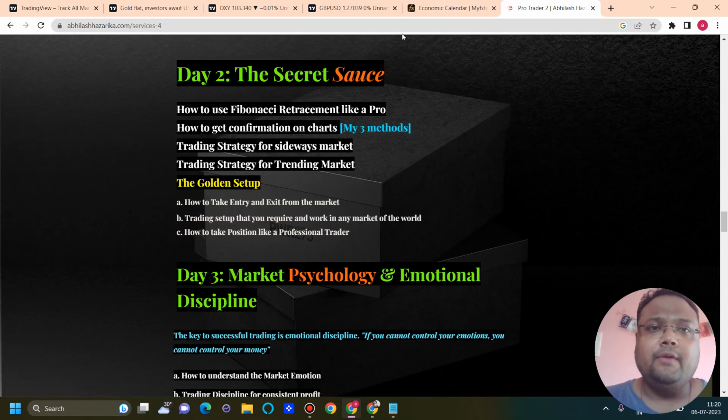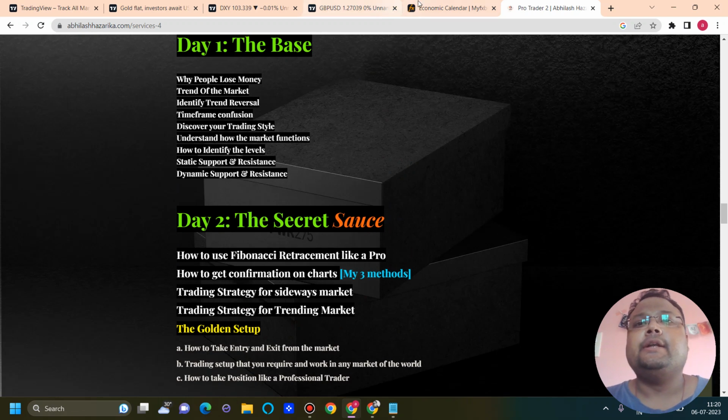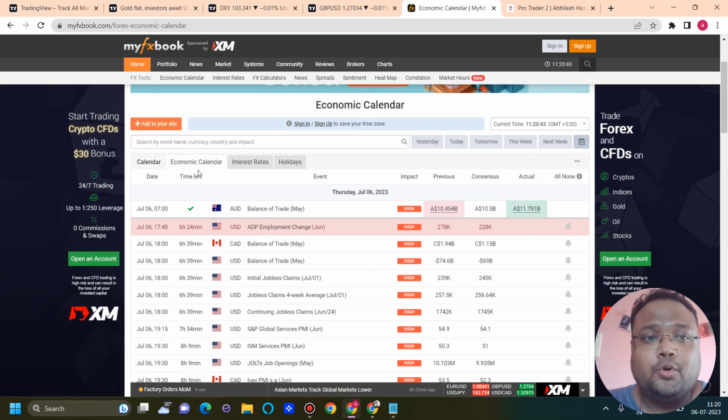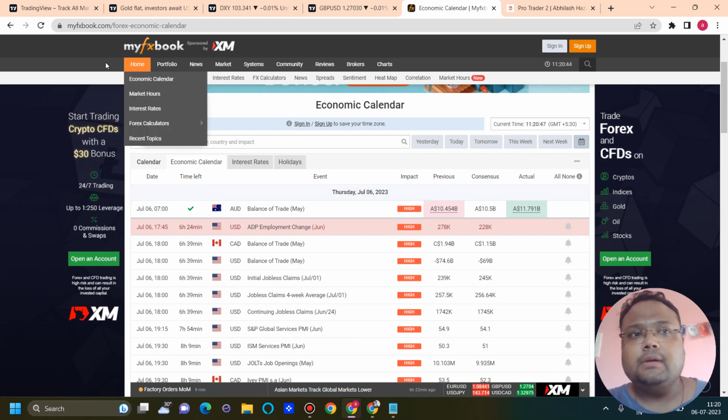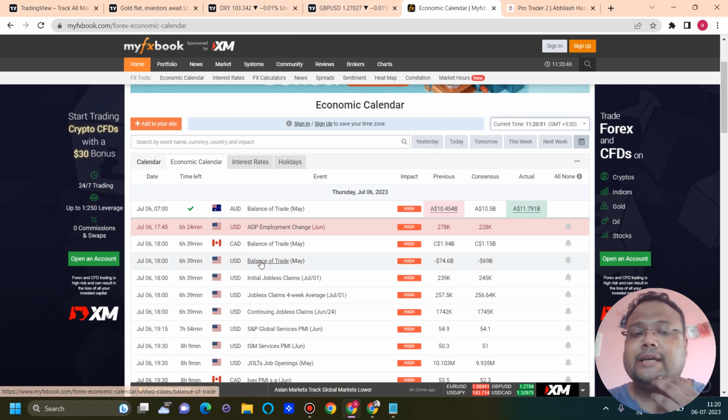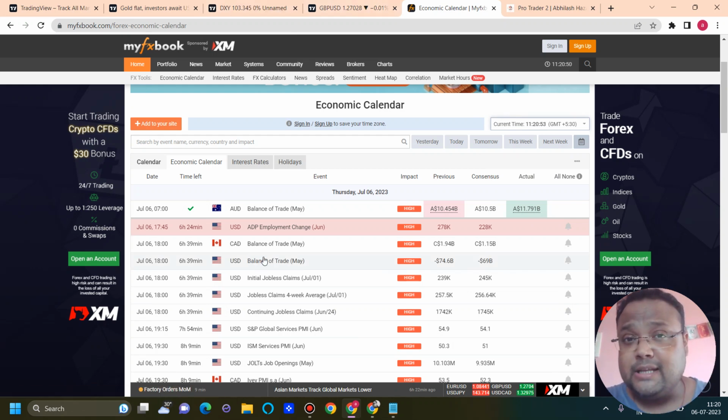And if you really want to check out the timing of the news, then simply go to any economic calendar. I'm using MyFXBook. You can also go to the famous forexfactory.com, and please change the time according to your time zone so that you can be ready. You can see here, this is my current time zone. Change the time zone so that you can understand how many hours or how much time is left.